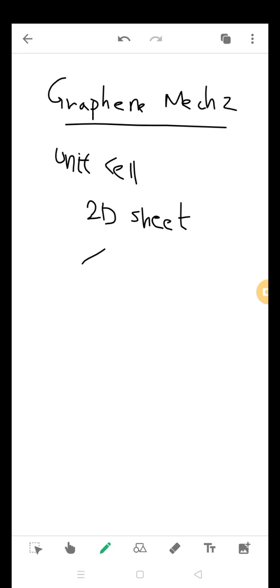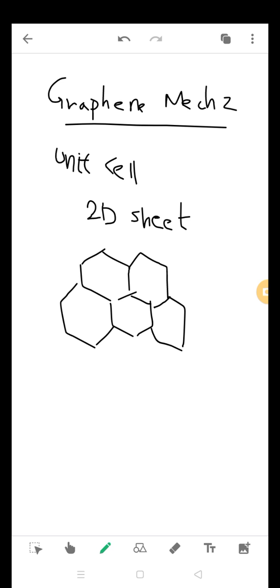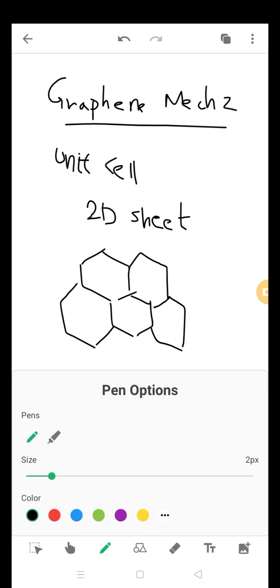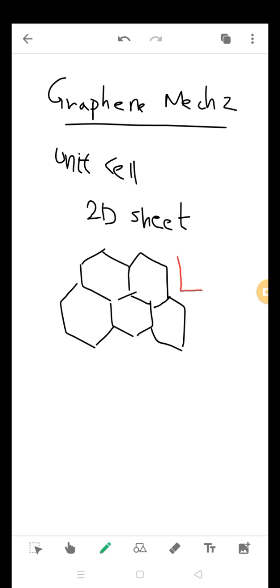So, if we have a graphene sheet like this, in these two directions there should be a translation, and by translation we should get back the same structure. Then only we can consider that part to be a unit cell. So there are two ways by which we can define the unit cell in graphene.